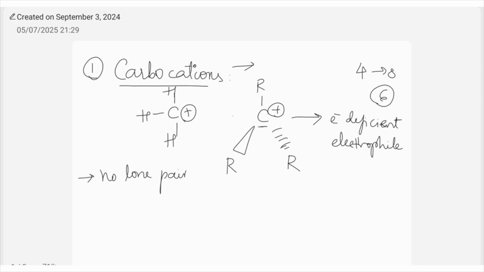And we see the carbon is surrounded by 3 bonds with no lone pair. So whenever carbon has only 3 bonds, its hybridization is going to be sp2. When there is sp2 hybridization for carbocation, its structure is going to be planar and the bond angle is going to be 120 degrees. And the arrangement will generally be this way.